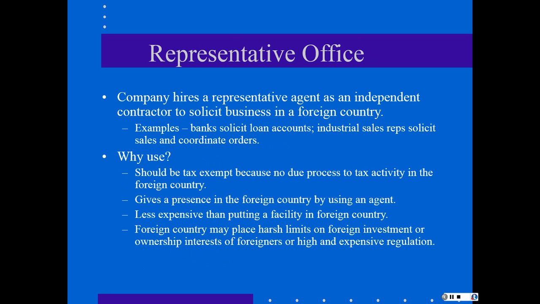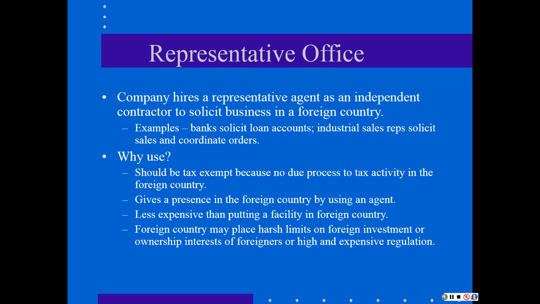Let's look at the various forms of doing business abroad. First is the simplest, and it's the representative office. Here, a company hires a representative agent as an independent contractor. Note that it's an independent contractor and not a common law or statutory employee. And this independent contractor is charged with soliciting business in the foreign country. Now, banks may use them for soliciting loan accounts. Typically, it's done through industrial sales representatives, where they solicit sales and coordinate orders.